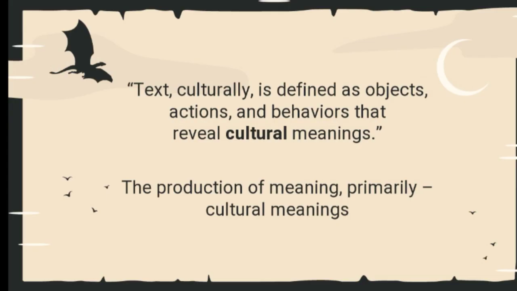To be simpler, since the meaning of text culturally is defined as object, action, and behavior that reveal cultural meanings, the reader here then connects their subjectivity and the objectivity of the text in order to produce the meaning of a cultural product. Thus, it can be concluded that the interplay process between text and reader, as I have said before, is about the production of meanings, primarily cultural meanings.